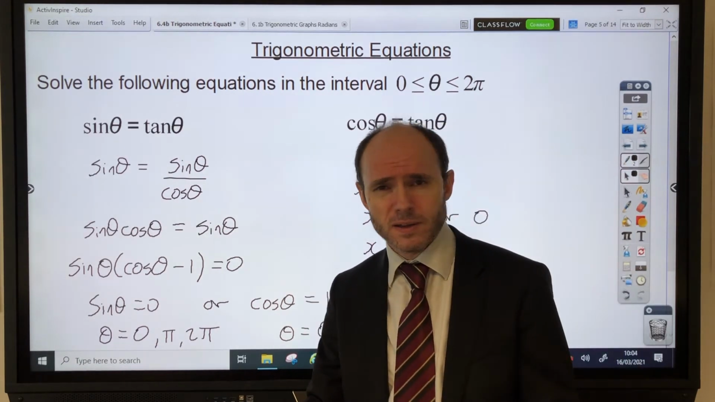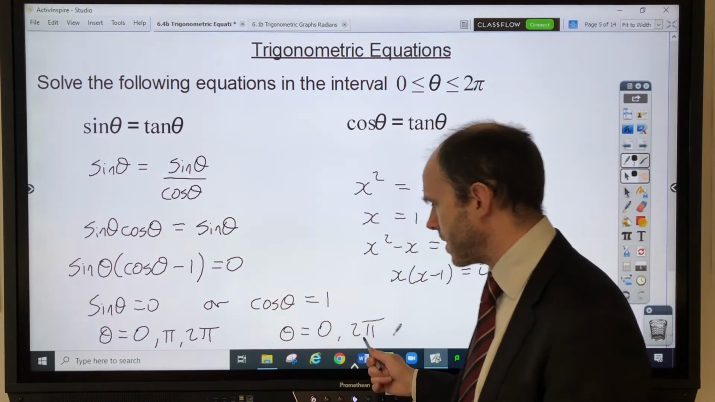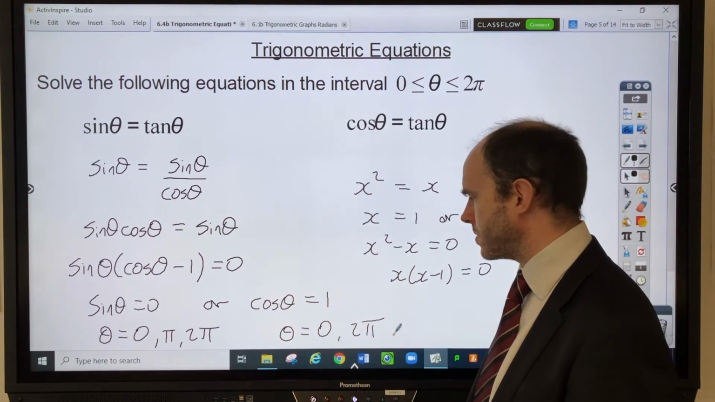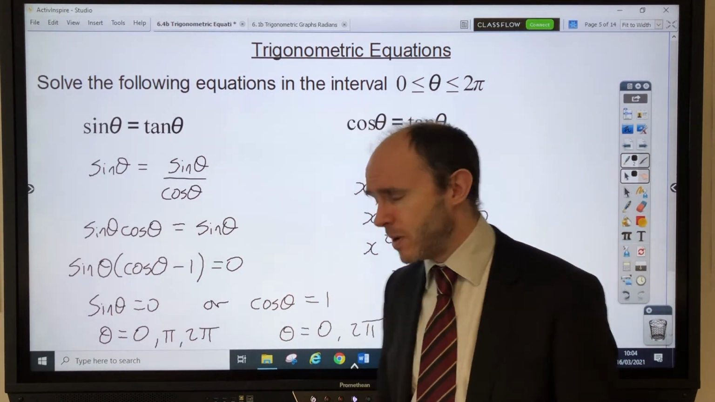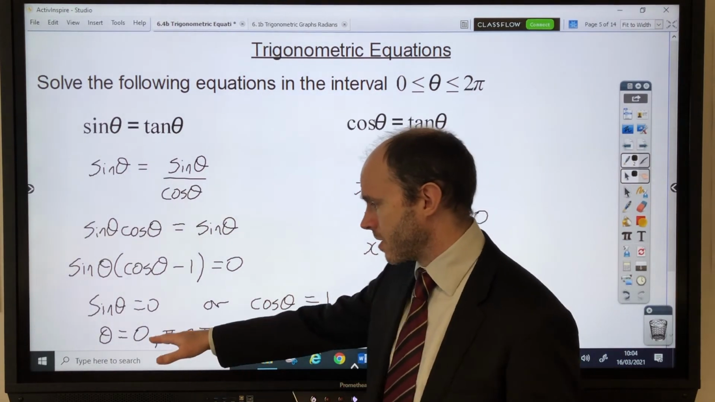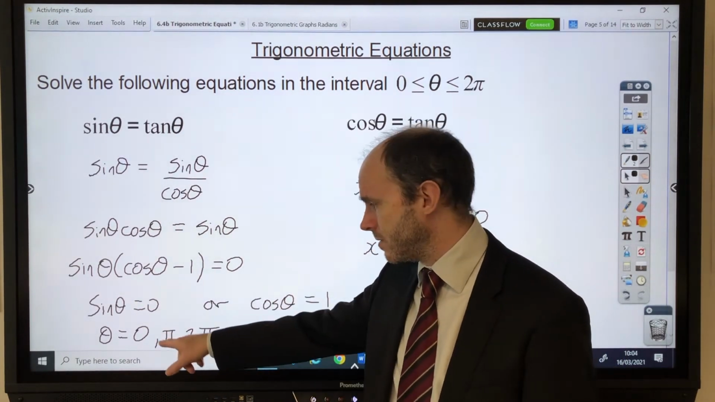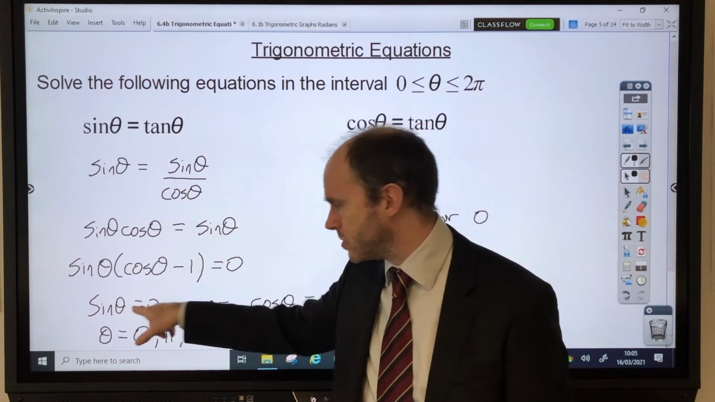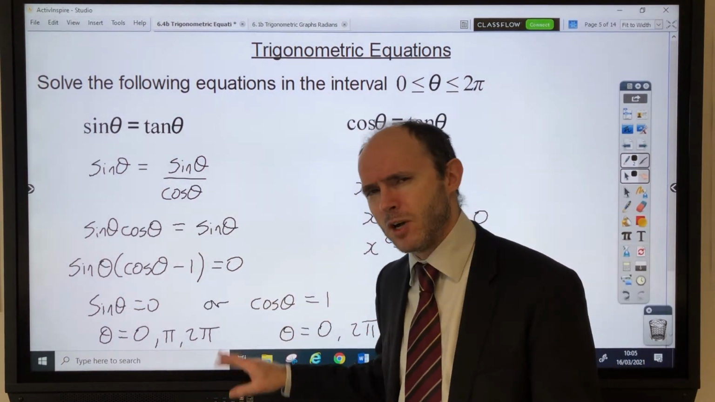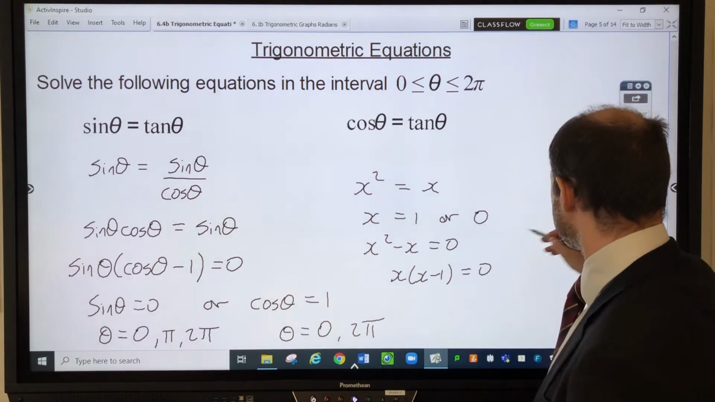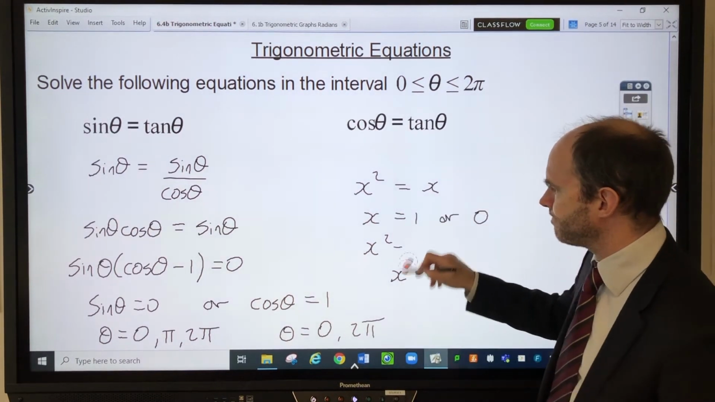That's fine, okay? If you want to write all the solutions in one line and say, therefore, your answers are 0, pi and 2 pi, fine. And you can do that. But my preferred approach is I'm going to write my answers like this because I can see those answers have been generated from sine theta is 0 and these answers have been generated from cosine theta equals 1. Right, I'm hoping you're happy with that. Right, next I'm going to go through this question here.